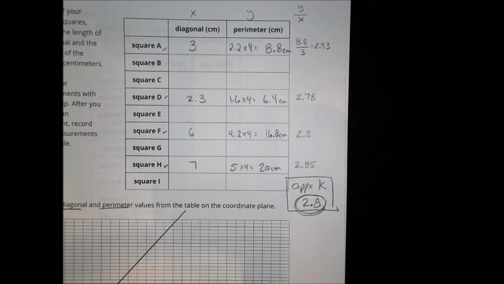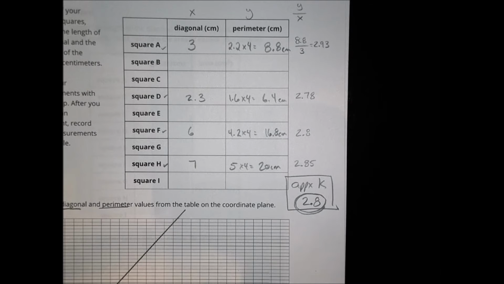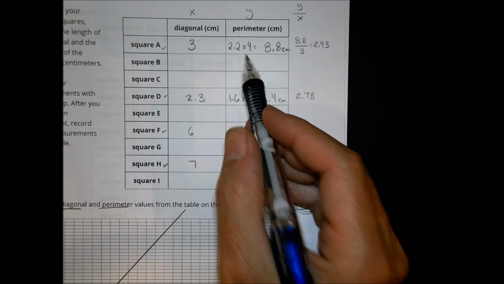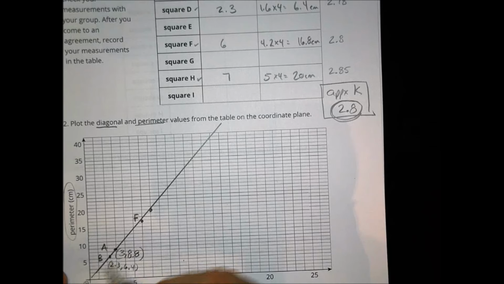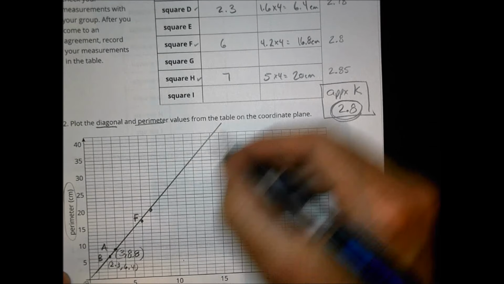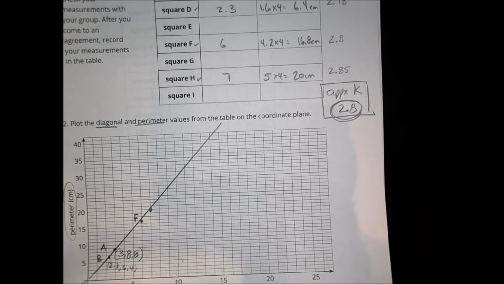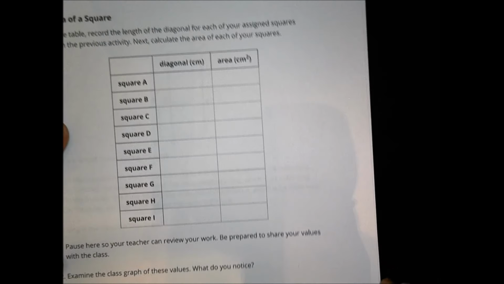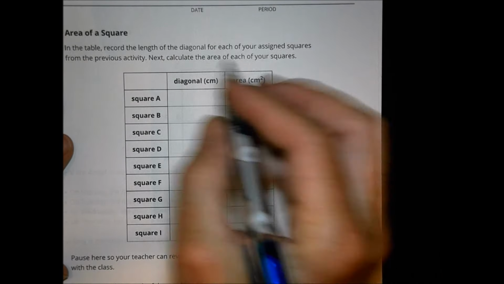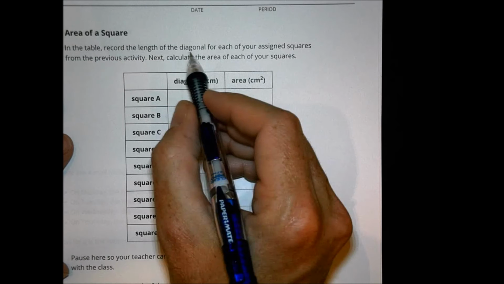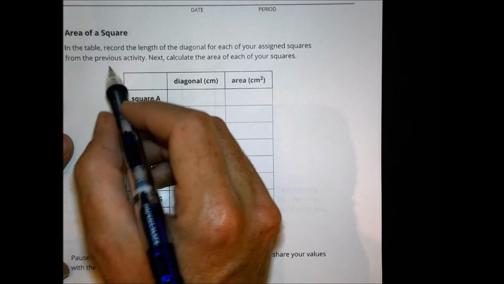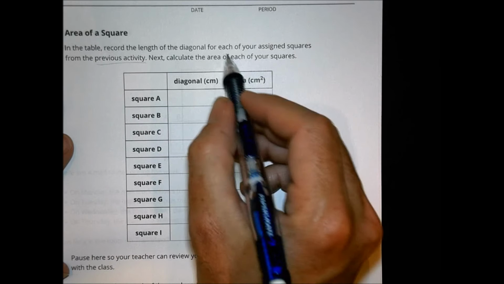In our next activity, we then said, okay, this was looking at how a diagonal and perimeter relate to each other, and we can see that they relate in a proportional manner, and you can get a nice straight line from the origin through there on your points. But let's take a look at those same squares and take a look at the diagonal compared to the area, okay? And so what we had in the table, record the length of the diagonal for each of your assigned squares from the previous activity, and then we're going to calculate the area.